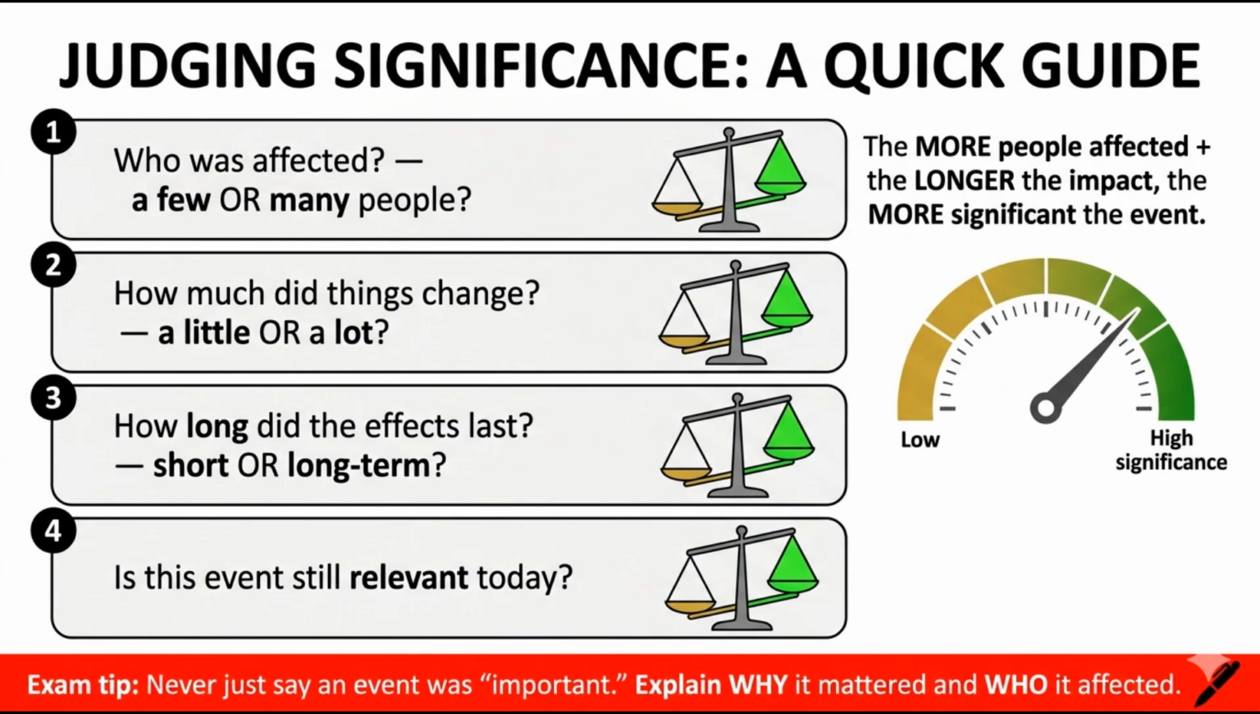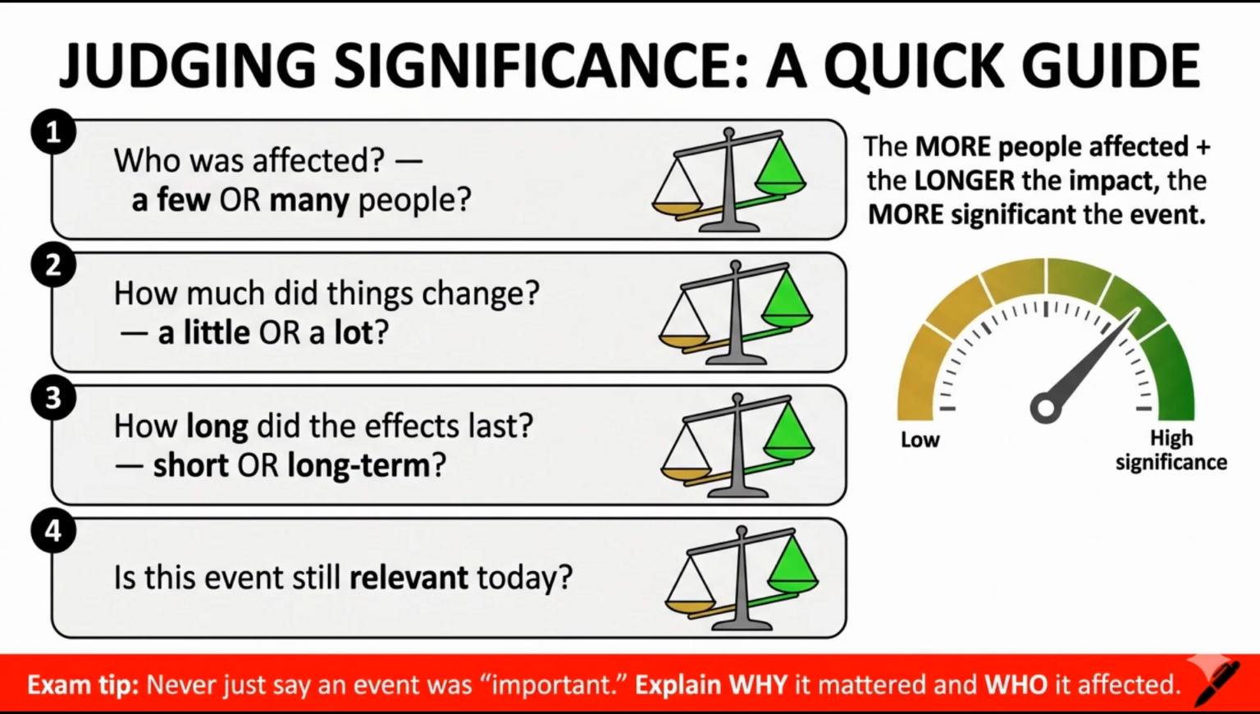Here is a practical guide for judging significance in your exam answers. Ask yourself 4 questions. First, who was affected? Just a few individuals or a large number of people? Second, how much did things change, in a small way or fundamentally? Third, how long did the effects last? Did they fade quickly or continue for decades? Fourth, is this event still relevant to how things work today? The more people affected, and the longer the impact lasted, the more significant the event.